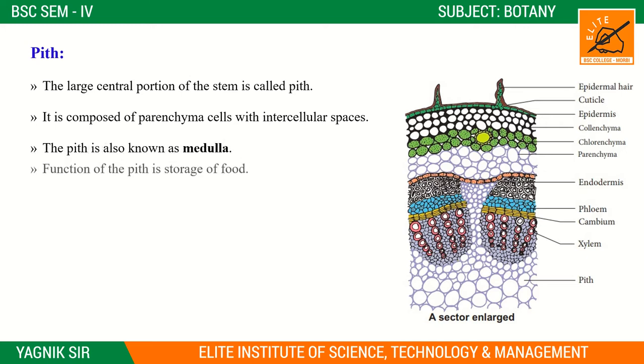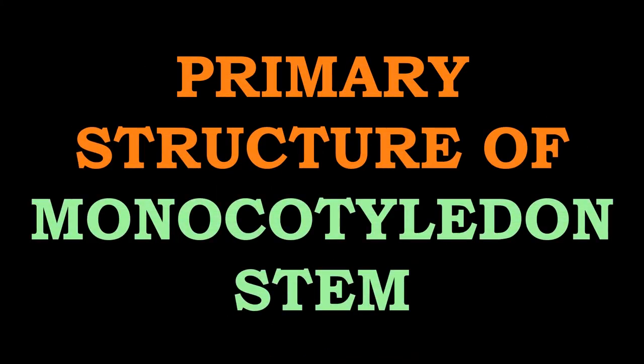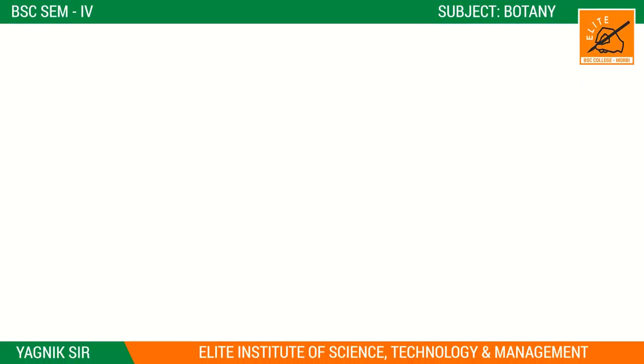Medulla. And the function of the pith is storage of the food materials. Right, so these are all the information about a dicotyledon stem. Now we will study about a monocotyledon stem. So what is the difference?